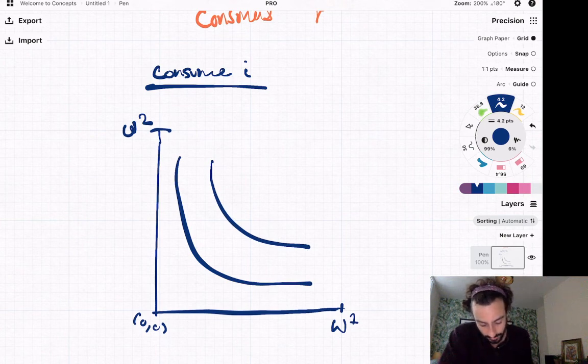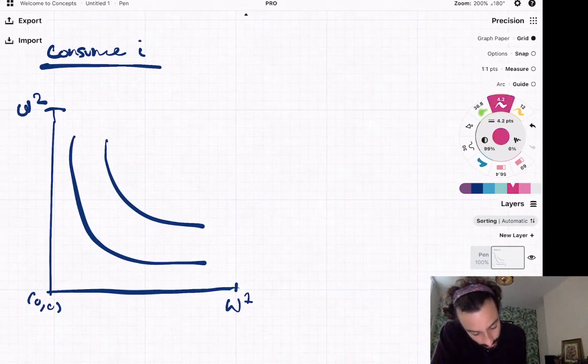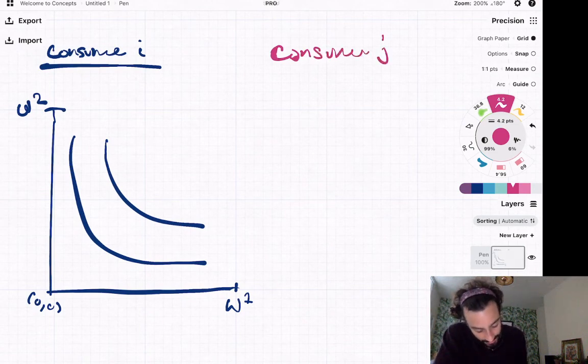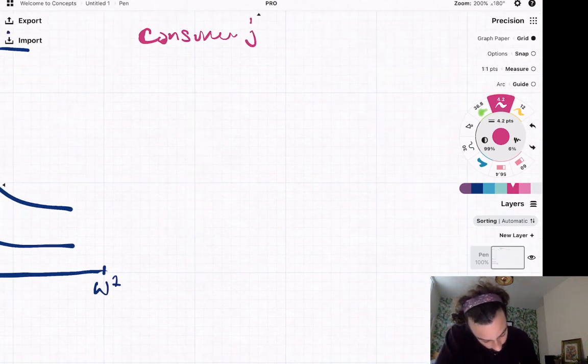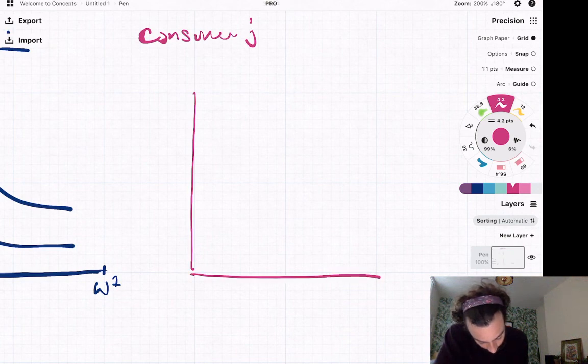Now we could also look at consumer 2, right? Consumer J has pretty much the same thing going on. So try to make it a little straighter. Right, this is omega 1, and this is omega 2, and this is 0, 0.